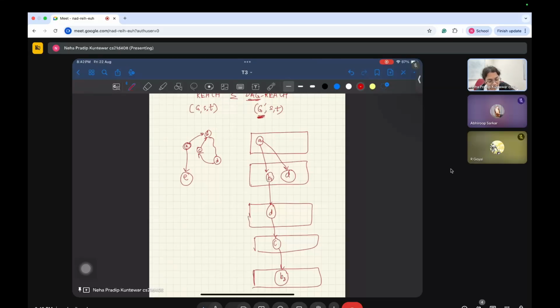Now from B, let's say there's an edge to D. So I'll not draw something like this, because doing that might create a cycle. So what I'll do is I'll duplicate a new D, a dummy D, and draw edges here. So I'll call this dummy D D2.